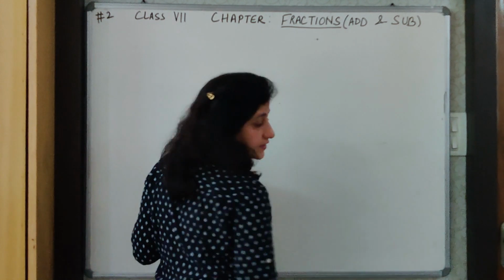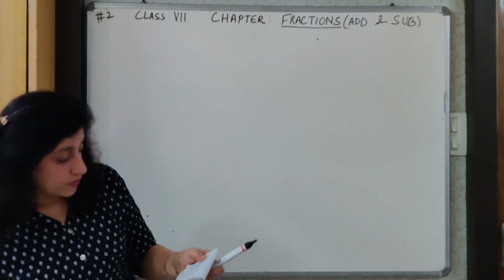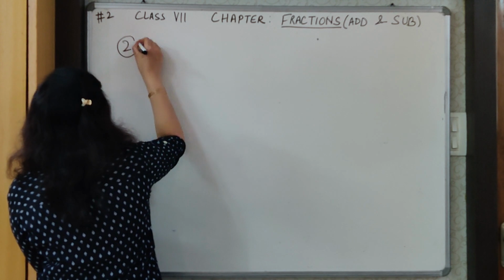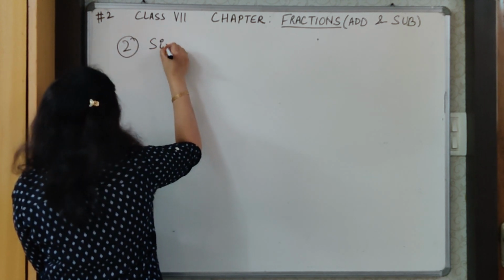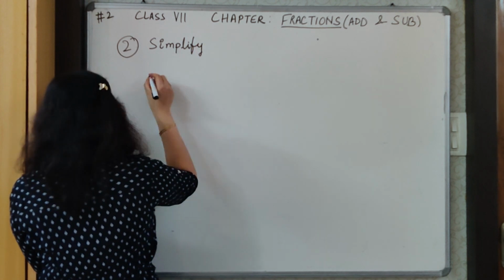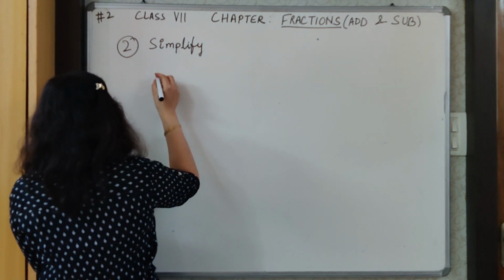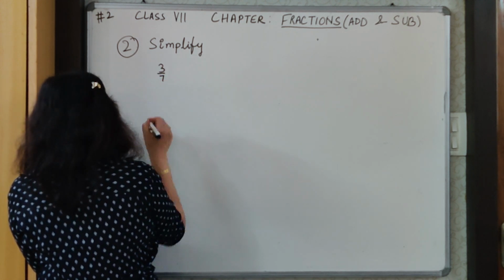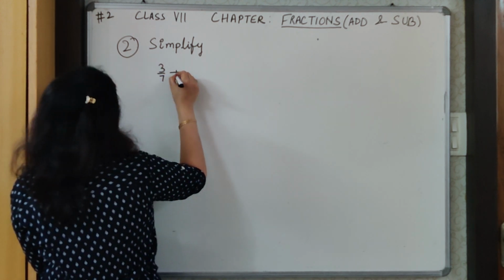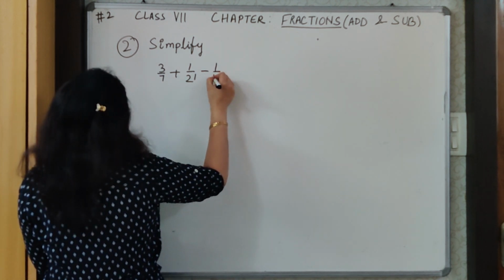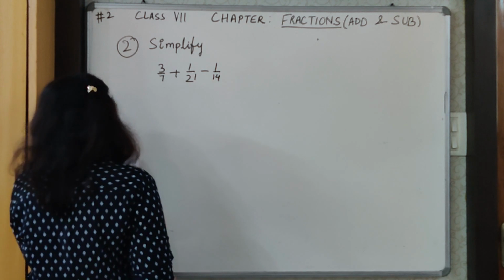Alright, so the board is clear now, and we move on to one more question which I have noted over here. The question is to simplify. Simplify again means to solve the question. What is the question given to me? It is 3 upon 7 plus 1 upon 21 minus 1 upon 14.